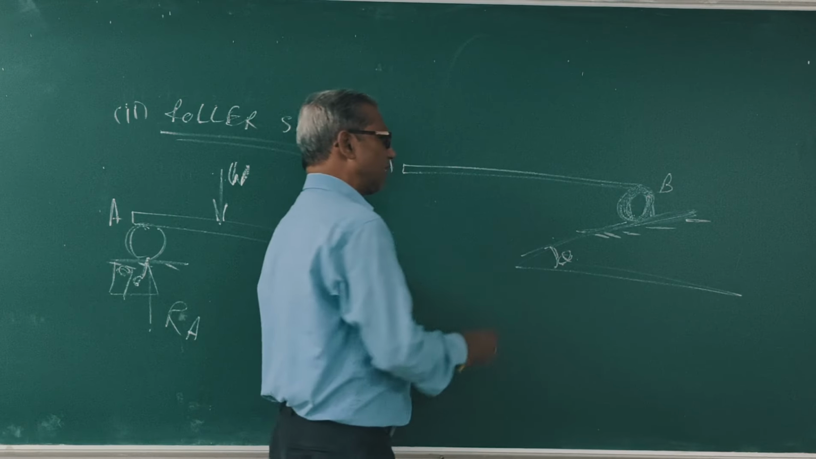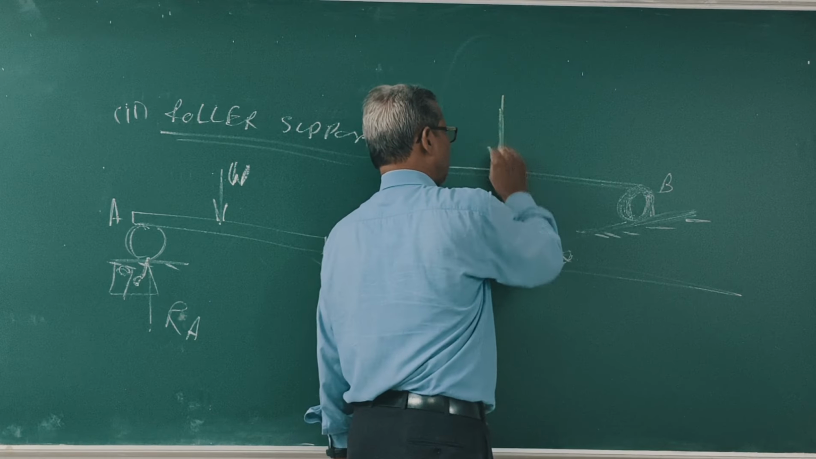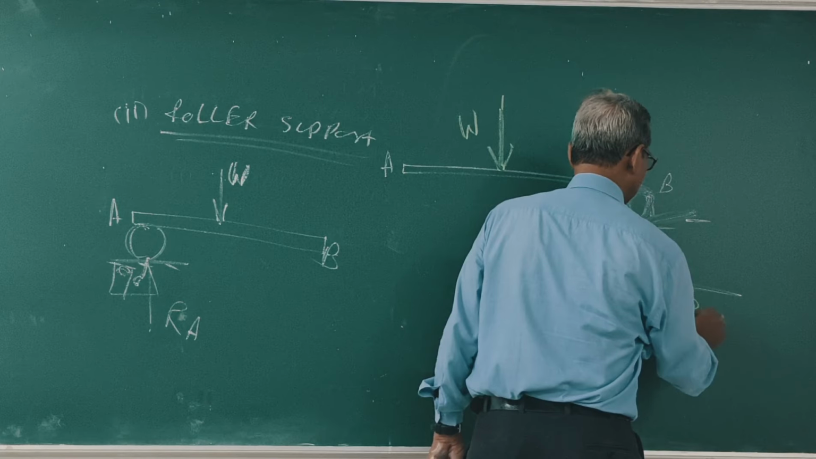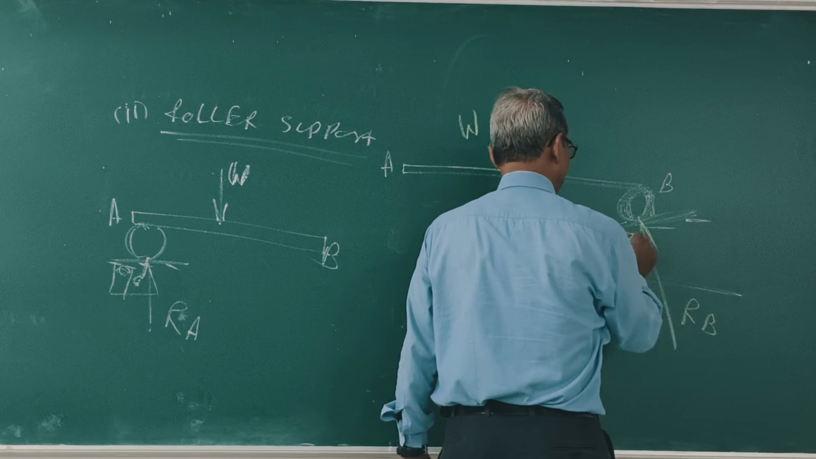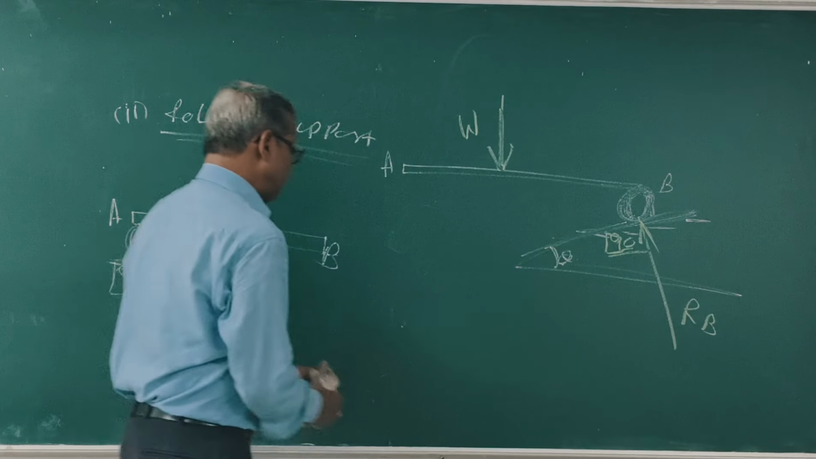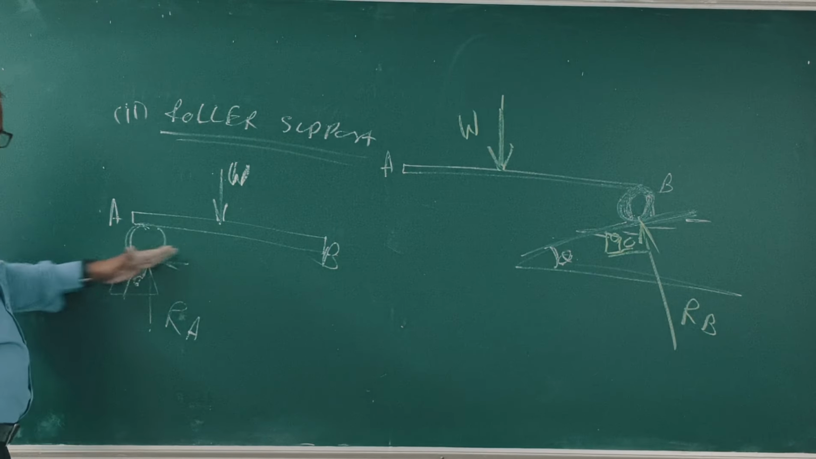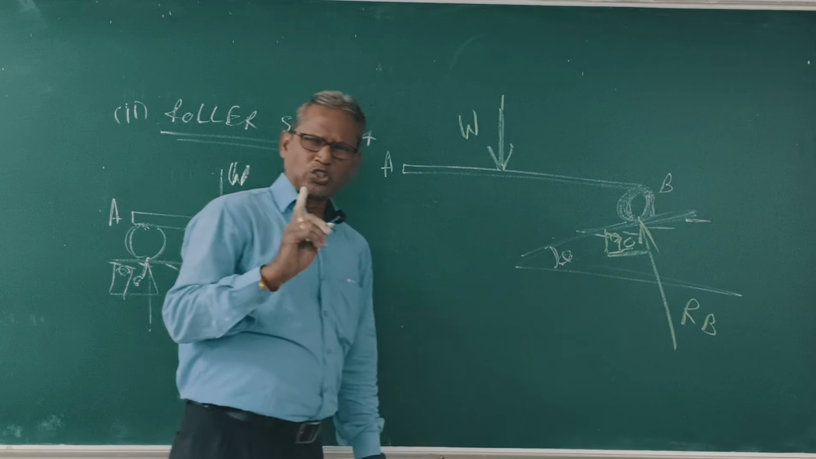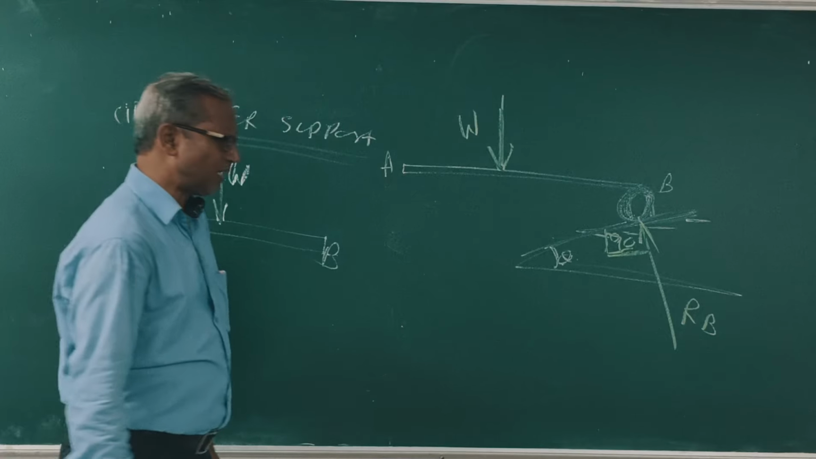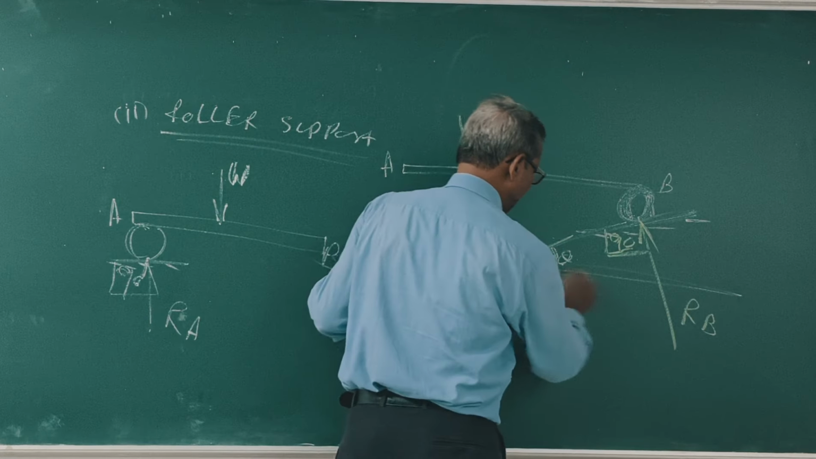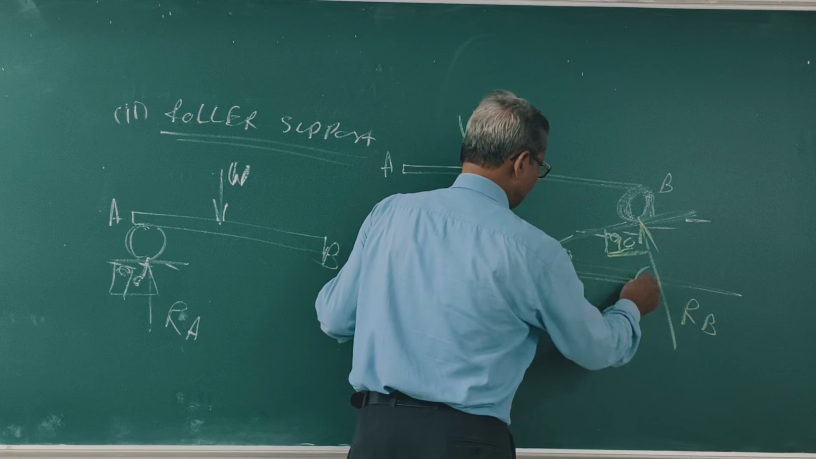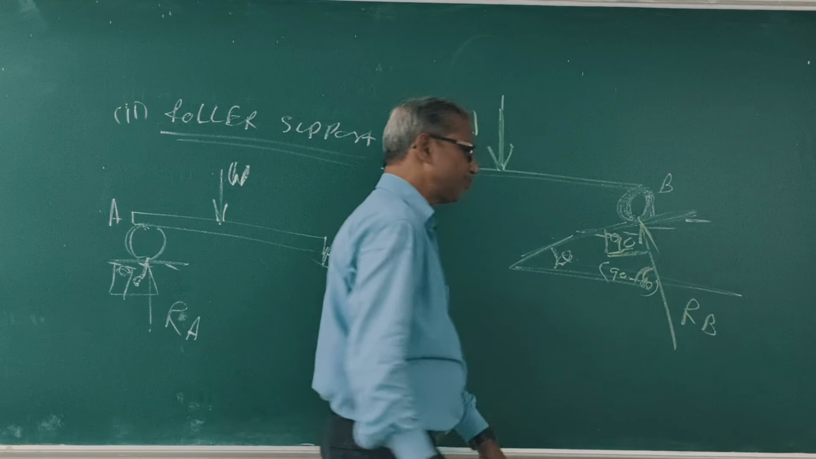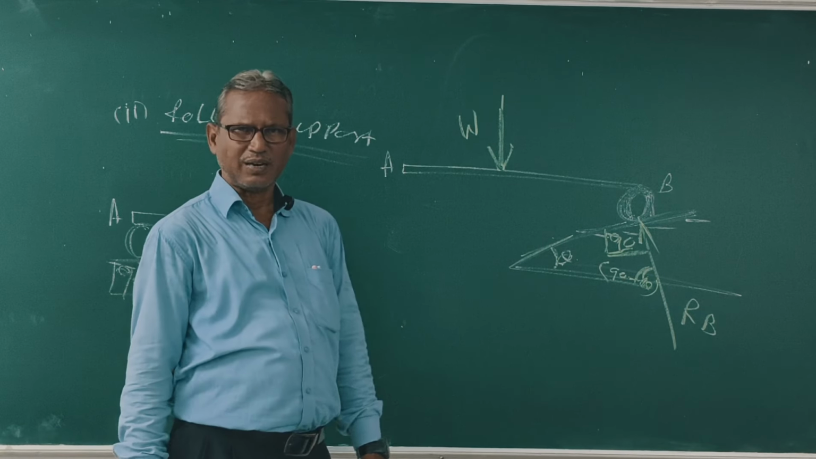Suppose this load W, this RB. This is RA, the normal reaction. This is also RB, normal to the support. So what is this angle? This is 90 degree, this is theta, and this is also 90 minus theta. Clear?